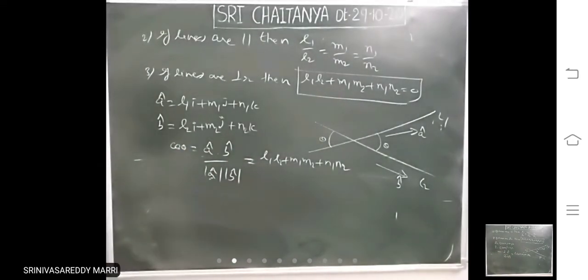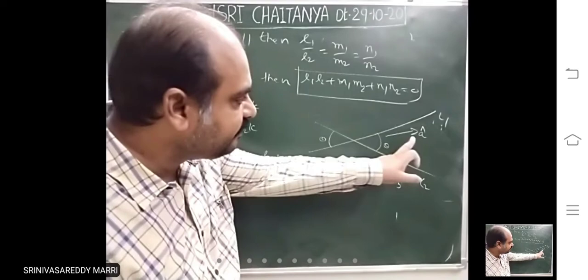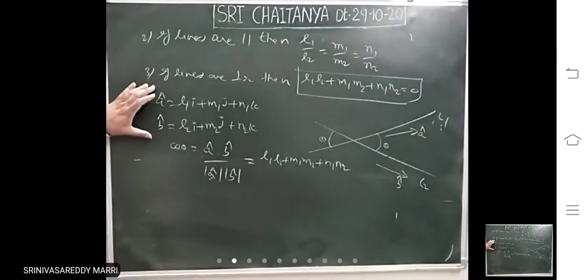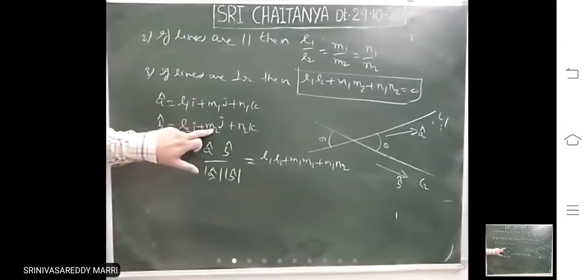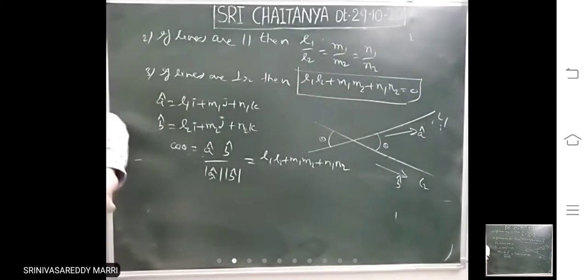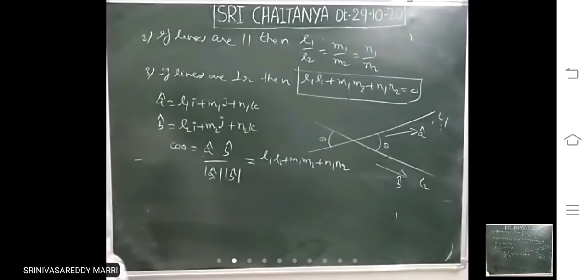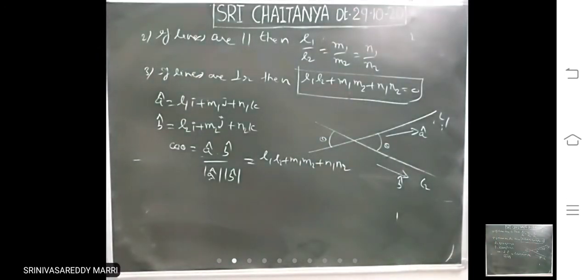In similar fashion, if the lines are parallel, A cap and B cap will be collinear. Collinear means you will get L1 by L2 equal to M1 by M2 equal to N1 by N2. Perpendicular means dot product is 0. So this is when DCs are given. Let us see how to apply.